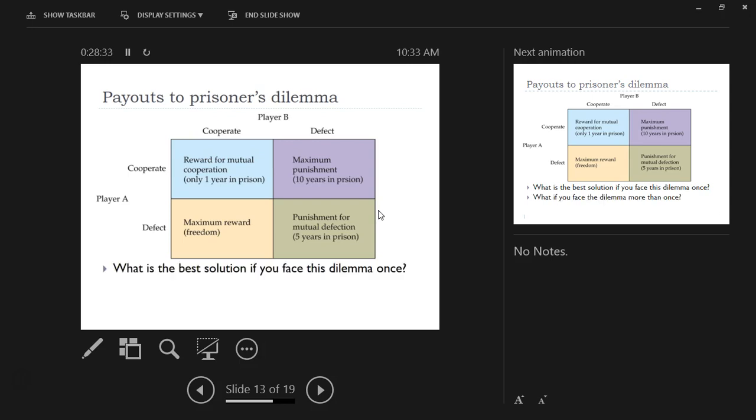Actually, I'm going to phrase it this way. What's the best solution if you only are ever going to face this dilemma one time, in terms of your personal success? You don't have to worry about your partner ever again. Never going to encounter this again. What should you do?